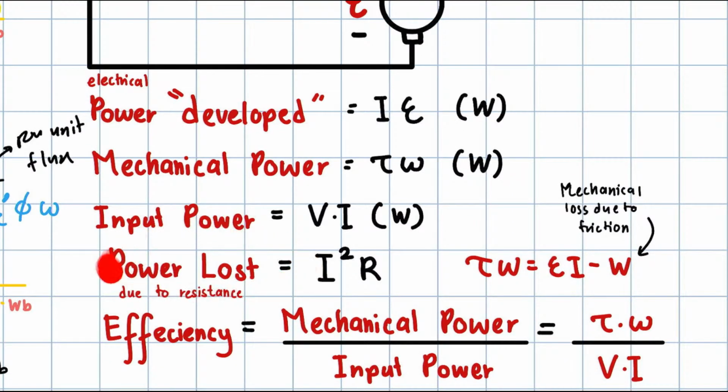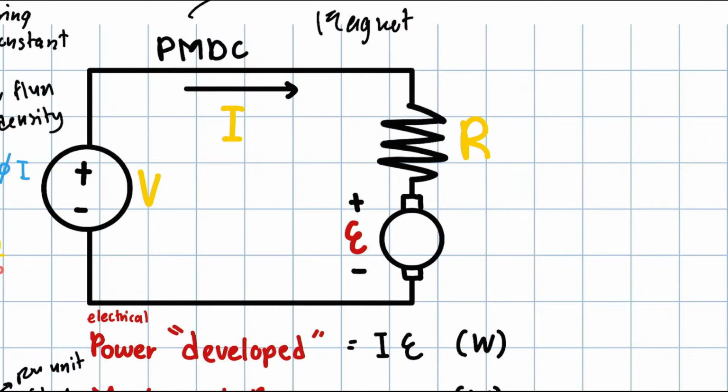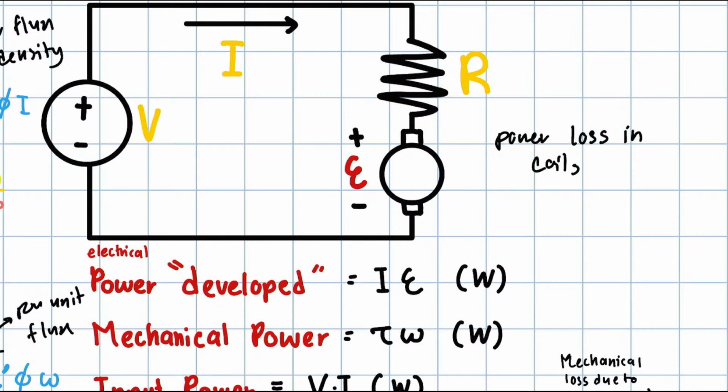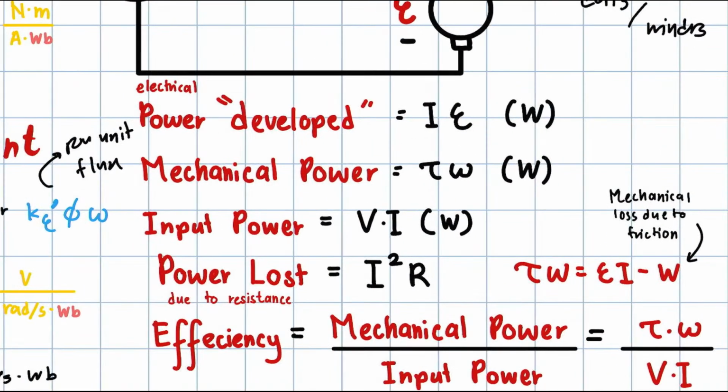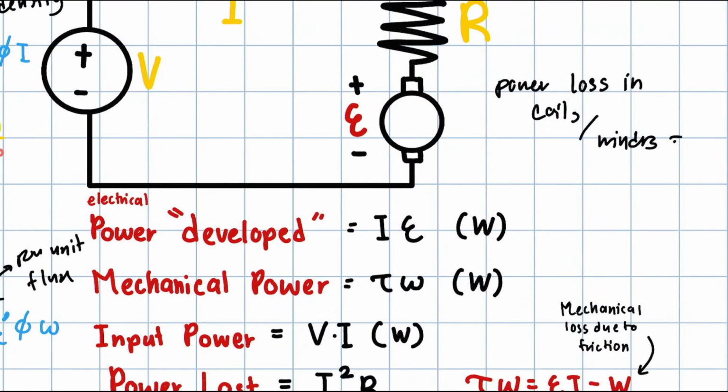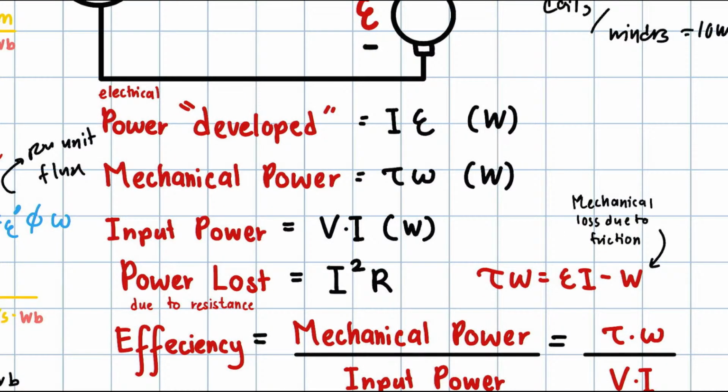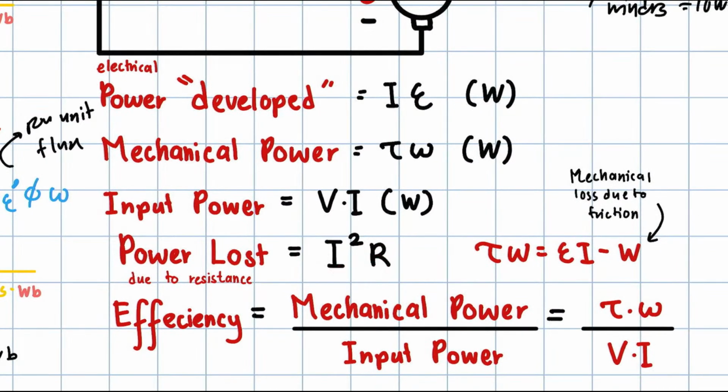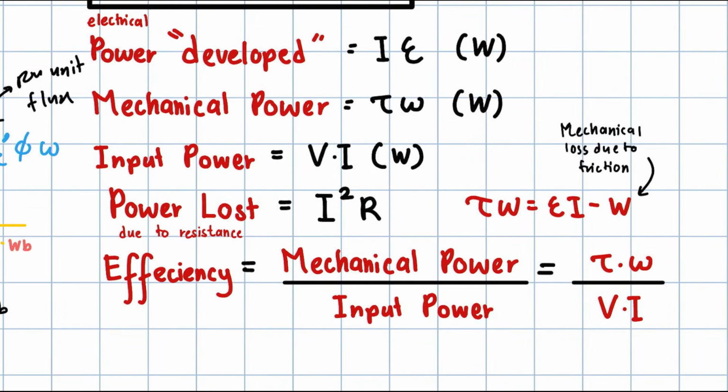Okay, so this is the power loss due to resistance. If they mention the power loss in the motor, let's say they talk about power loss in coils or power loss in the windings, and then they give you a value of 10 watts, that is actually the I squared R power loss. Okay, so there is this equation also.